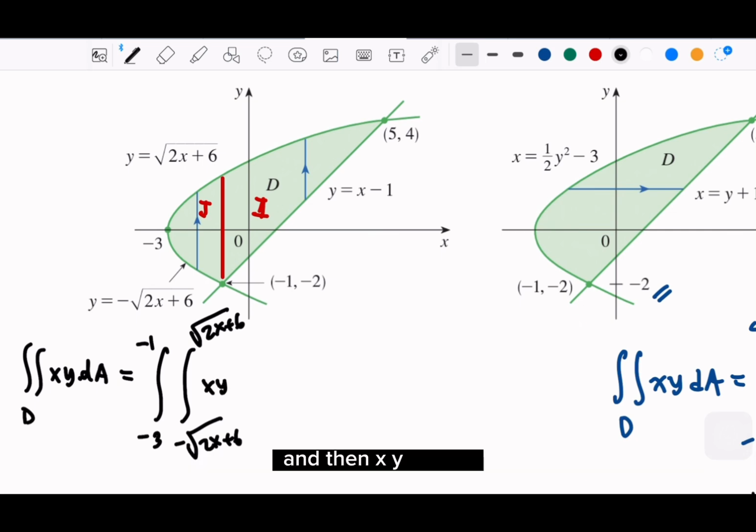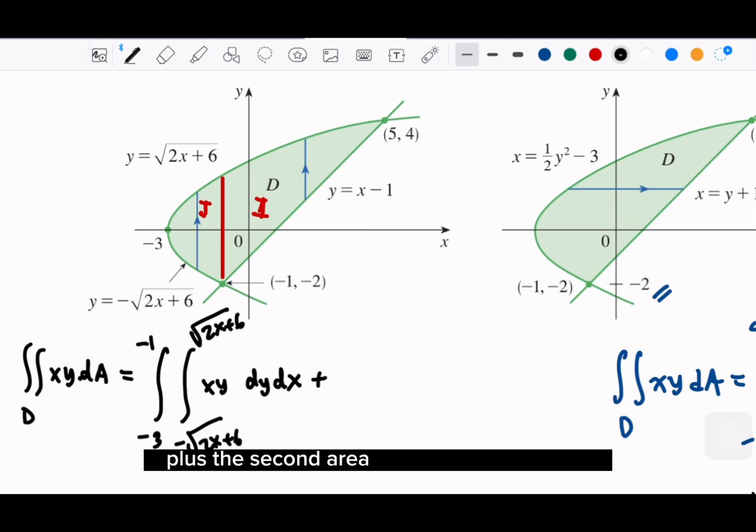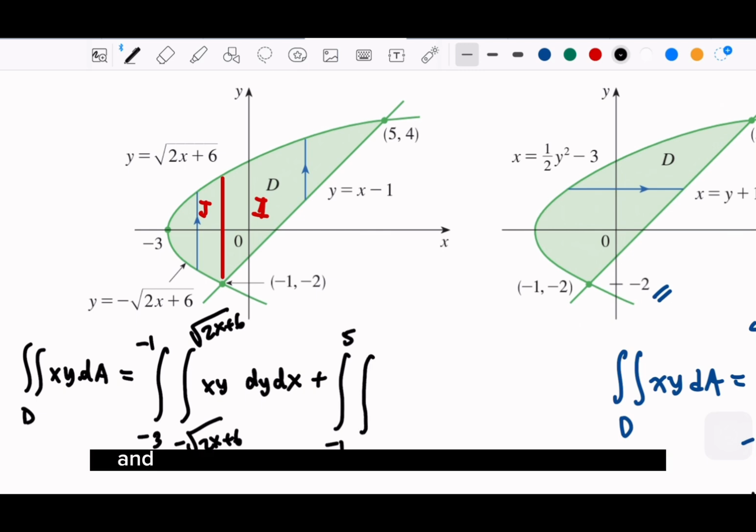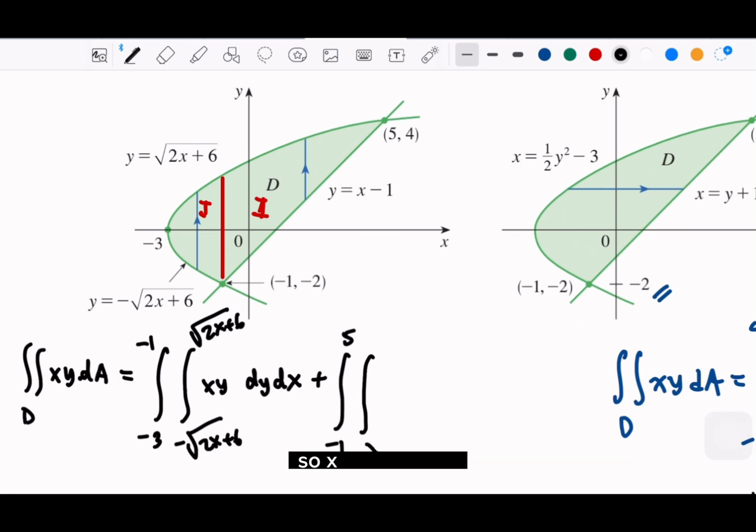And then x, y, dy dx. Okay. And then that's still in one area, right? Plus the second area. Plus the second area is from negative 1 to 5. So negative 1 to 5. And then we are going to input the line on the bottom. So x minus 1 and square root 2x plus 6. And this will be x, y, dy, dx.